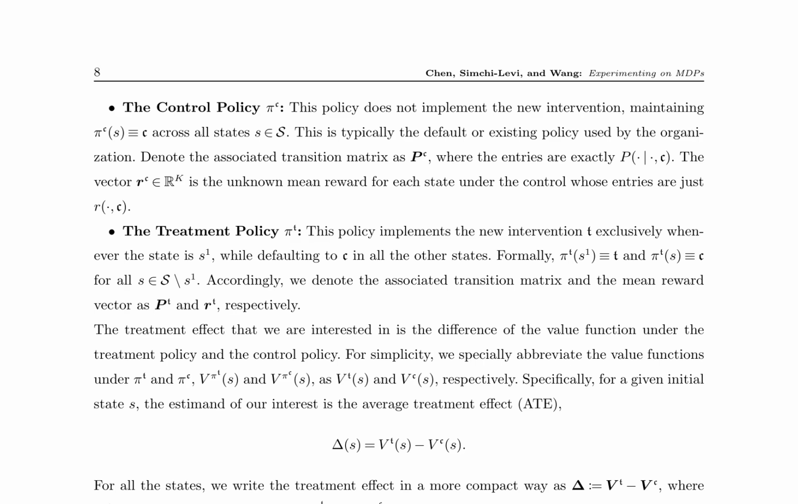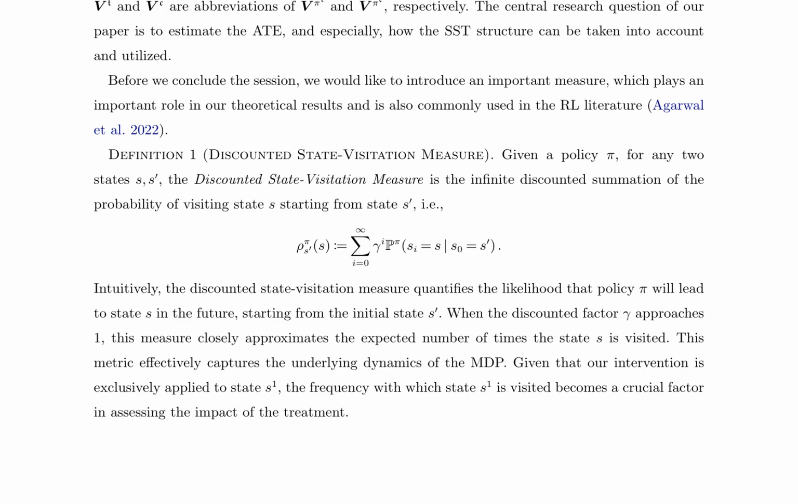This measure is crucial in assessing the impact of the treatment, as the frequency of visiting the crucial state significantly affects the treatment's effect. The central research question is to estimate the average treatment effect, delta, equals V-T minus V-C, by taking into account the SST structure.